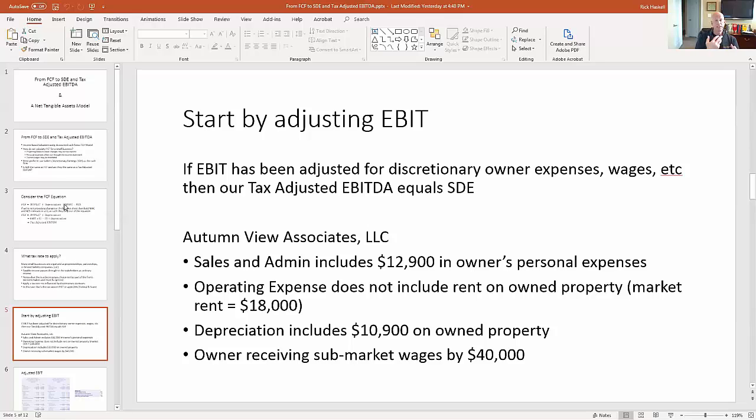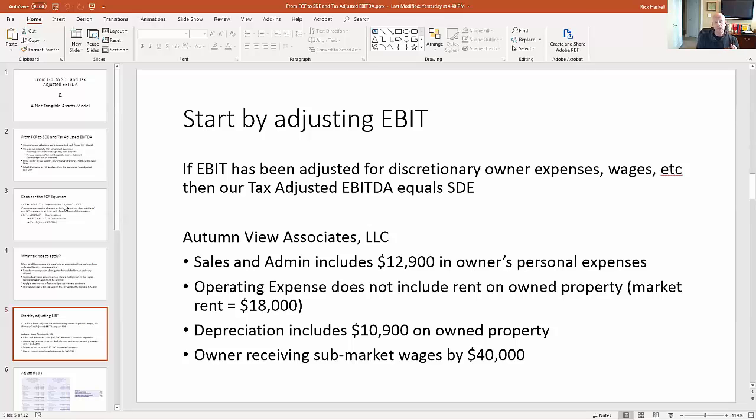Well, we don't get to deduct any mortgage payments that they might make, other than perhaps interest, but we don't deal with interest when we're looking at the free cash flow or the SDE equation. So we've got to go ahead and identify an appropriate market level of rent for the building that they're occupying, and we're going to include that as an expense.